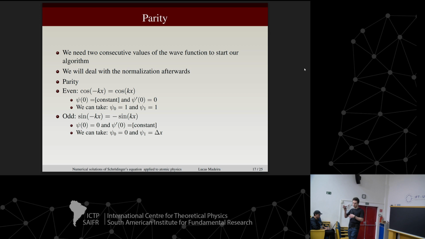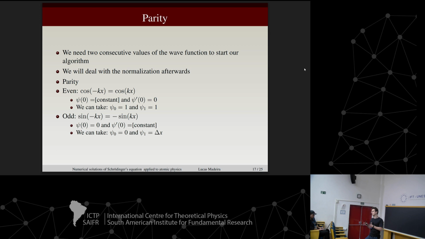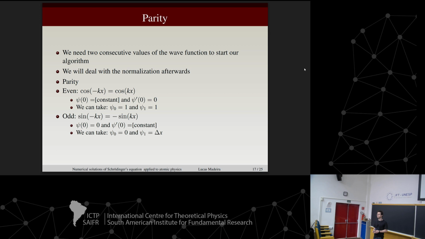Okay, so there's a disclaimer that I should have made about this method. This method is just going to work for potentials that have definite parity. So for example, the infinite well, if we write it the way that I wrote with respect to zero, it's going to be an even function of x, right? So this is going to work only for this specific class of potentials. If you want to deal with some potential that doesn't have this symmetry, there are other methods, but this one won't work. Okay? So this is not a general method. This is a specific method.